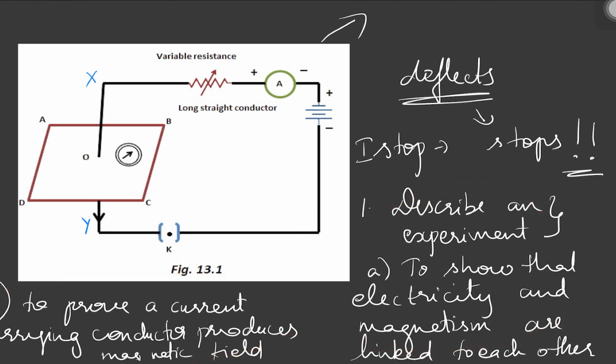They might ask you as, describe an experiment to show that electricity and magnetism are linked to each other. Are they linked to each other? Yes. A current carrying conductor, when there is current flowing through this conductor, there is deflection in the magnetic compass needle, which proves that there is magnetic field produced around it. Or else they can directly ask it as, describe an experiment to prove that a current carrying conductor produces magnetic field. So the magnetic field will deflect only when current is going to pass through this conductor. If at all there is no current flowing through this, the compass needle also will not deflect. So these are the two types of questions that can be asked with respect to this activity.